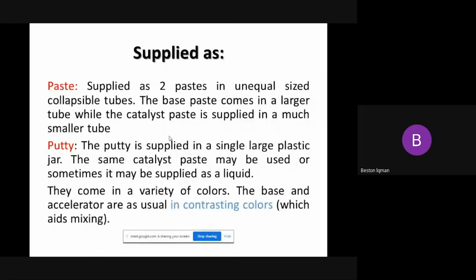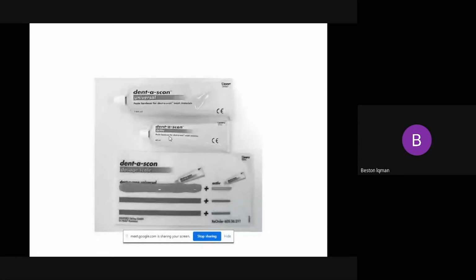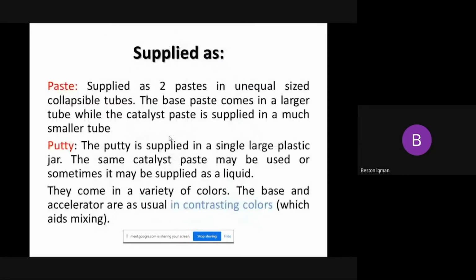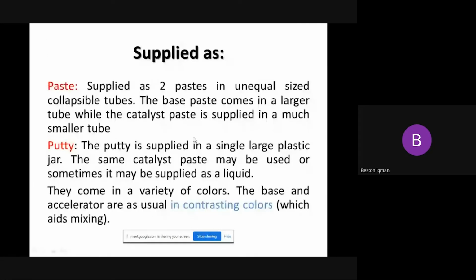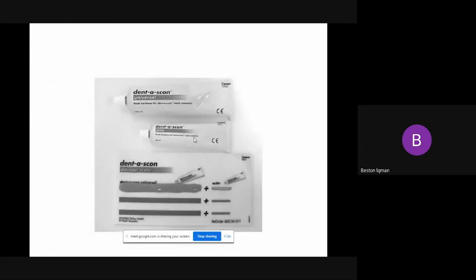In how many forms is it available? It is supplied either as paste tubes like this: the base tube is large and the accelerator tube is small, or as putty, which is a single large jar. The base and the accelerator are available like this. So you have two forms: either supplied in tubes like this, or, in addition, putty in a jar.